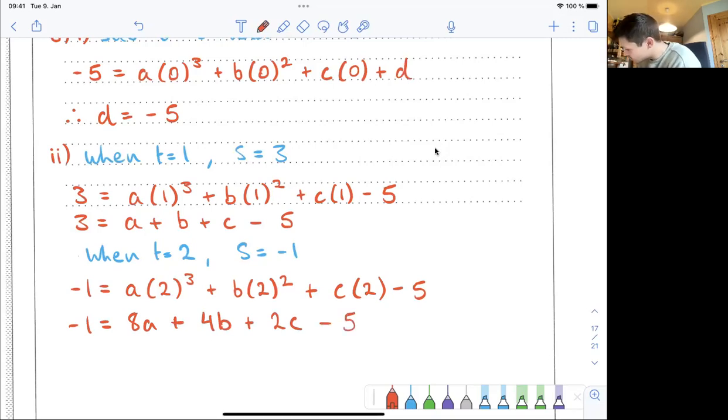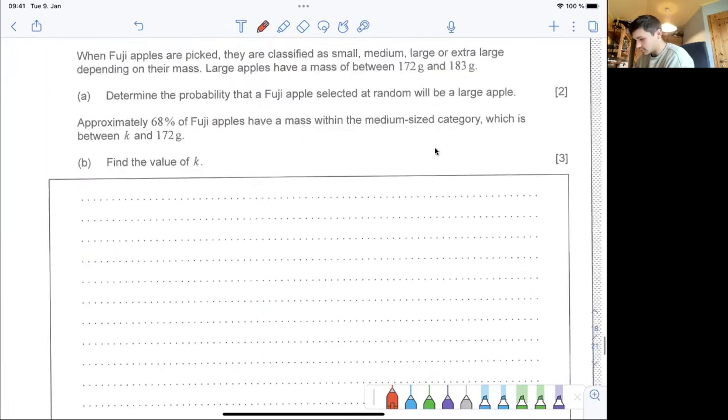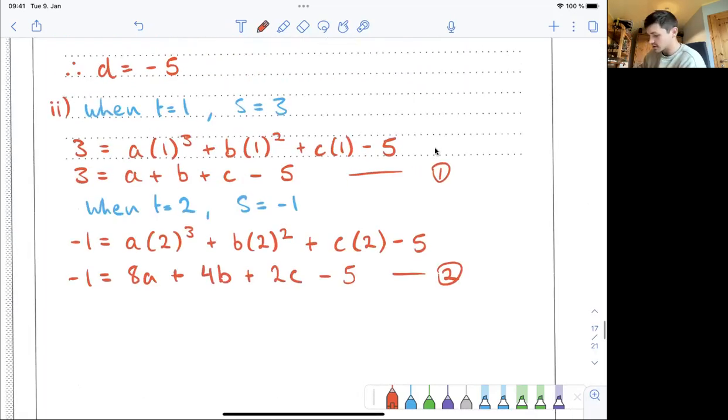Let's label these. This is our first equation. This is our second equation. Am I going to run out of room? Most likely. We can add a new page there. That's right. And now let's find our third one.